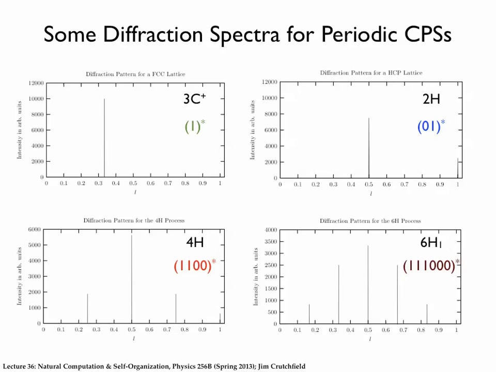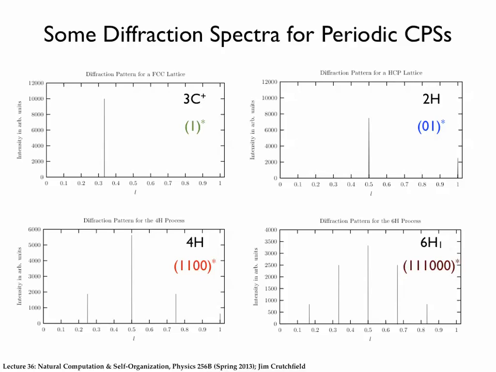time, to calculate them. 2H, so this is our hexagonal close pack, one of the ones that we discussed earlier, has a 0, 1. Repeat it over and over again, so you would expect that since this is period 2 and it's period 2 in real space, that we should see a lot of action at L equal 1/2 and L equal 1, and we do.